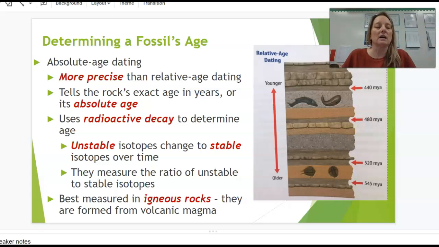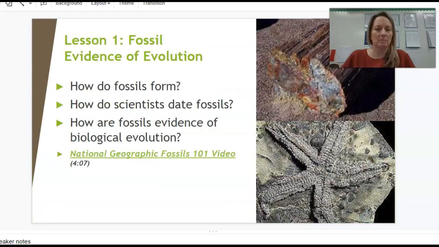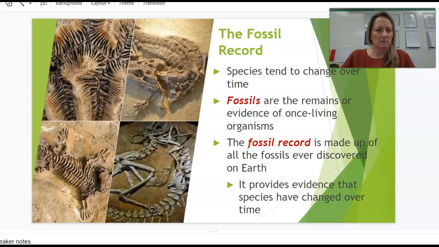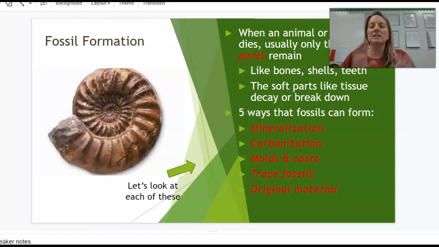We've got the various types of fossils, right? Let's go back quickly, make sure I've got them all. Mineralization, carbonization, molds and casts, trace fossils and original material. So that's how fossils are formed, and how they're dated, absolute and relative age dating.